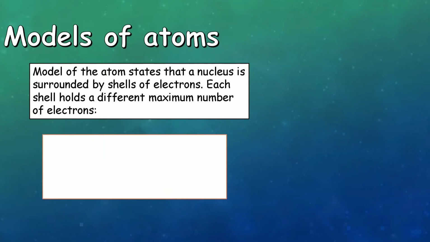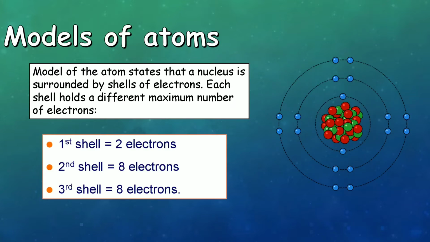Last time we discussed the subparticles of an atom and where they can be found in an atom. In this model of an atom, a nucleus is surrounded by shells of electrons. Each shell holds a different maximum number of electrons. In the first shell, we have a maximum of 2 electrons. In the second and third shell, we have a maximum of 8 electrons.